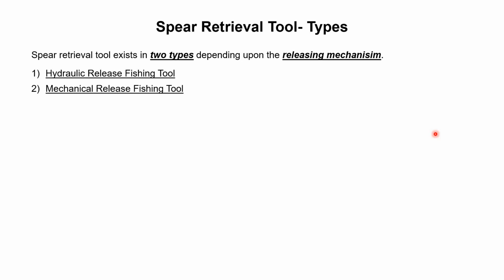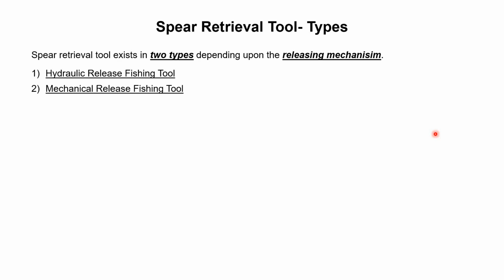Now the spear retrieval tool types depending upon the releasing mechanism. We have just seen the types of spear retrieval tool depending upon the latching mechanism. Here we'll see the types depending upon the releasing mechanism. Depending on the releasing mechanism, there are two types of spear retrieval tool. The first one is hydraulic release fishing tool, and the second one is mechanical release fishing tool. We'll discuss these two types separately in our next tutorial. So that's the discussion for this particular tutorial.